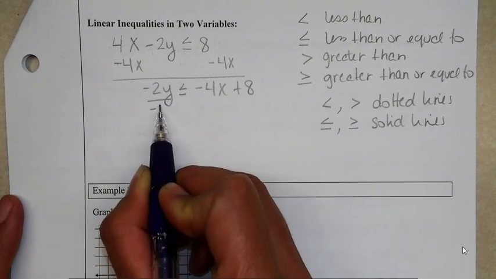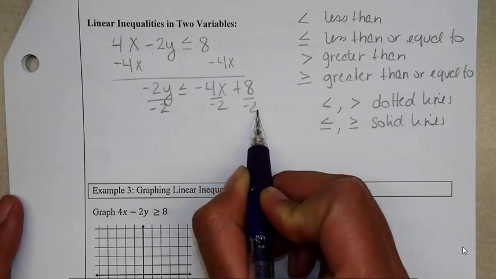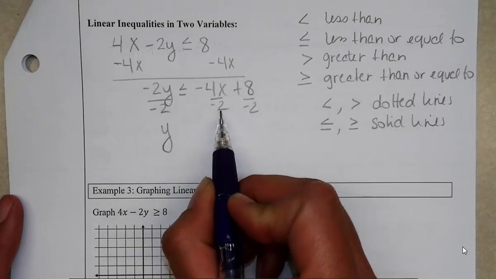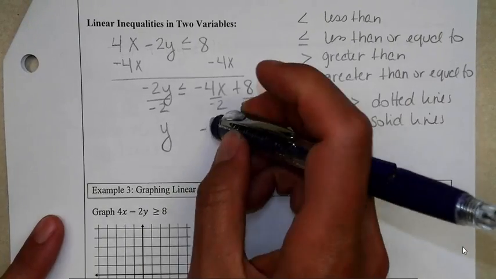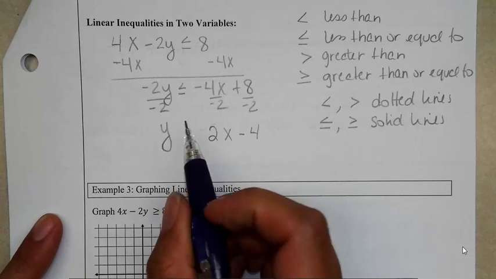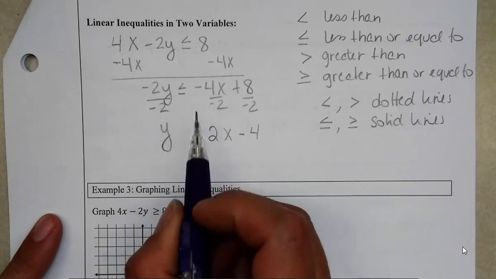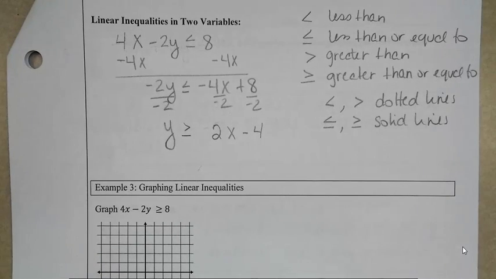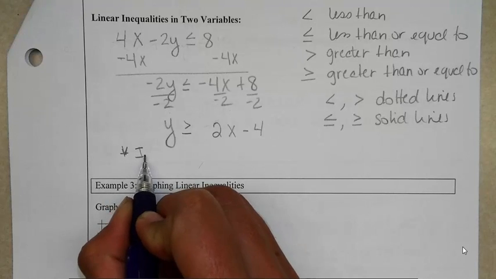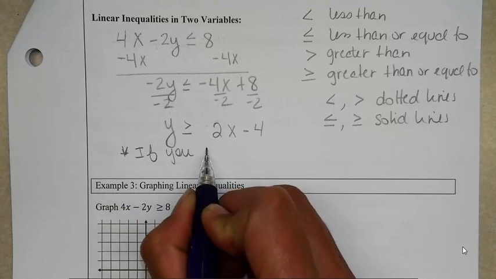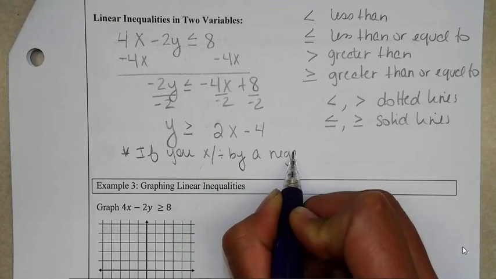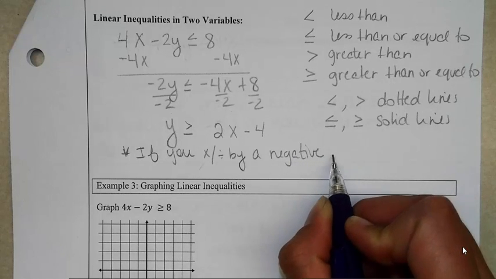And then I'm going to divide by negative 2. So I've got y, and this, I'm going to skip this for a second. This becomes negative, oops, that becomes positive 2x, sorry. 2x minus 4. Now because I divided both sides by a negative, I need to flip this sign. Okay? So the key here is that if you multiply or divide by a negative, you need to flip the sign.